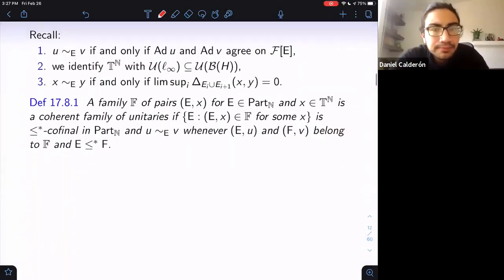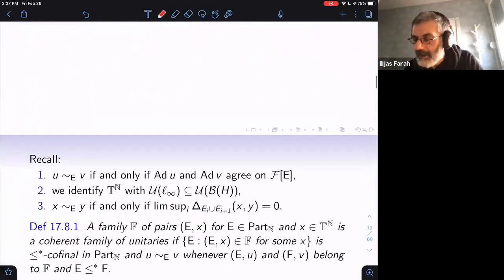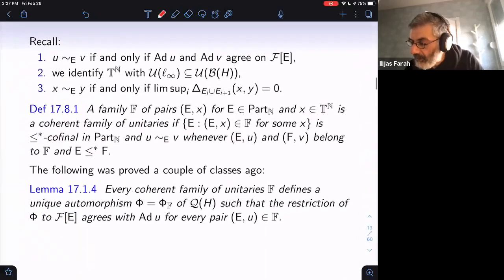Okay, so this was the same thing. And here is the lemma that we proved a couple of classes ago. We didn't introduce coherent families yet then, but in this terminology, the lemma said basically what Daniel just said.